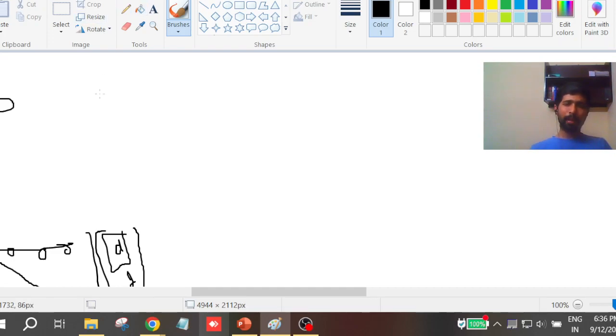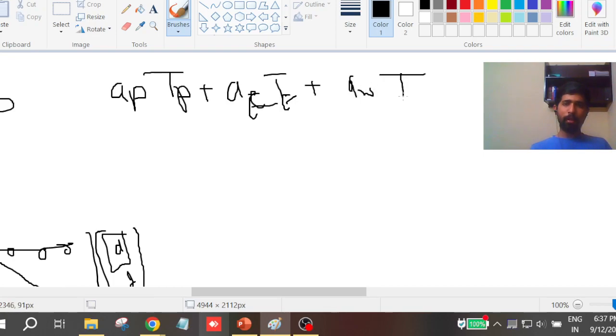Now, why is the tridiagonal matrix algorithm suitable for 1D? Because when you solve 1D, you have only three elements, as I said. You have AP into TP plus AE into TE, sorry, this should be capital E, plus AW into capital TW.